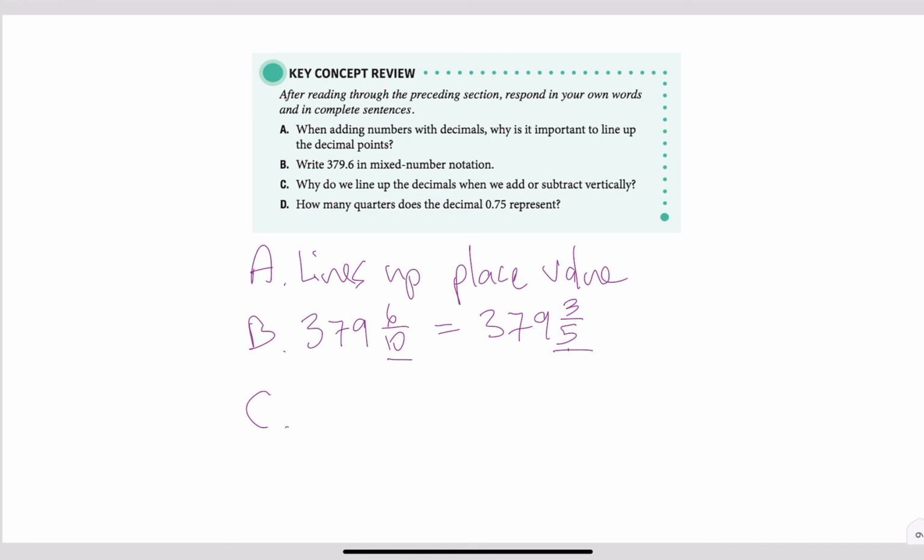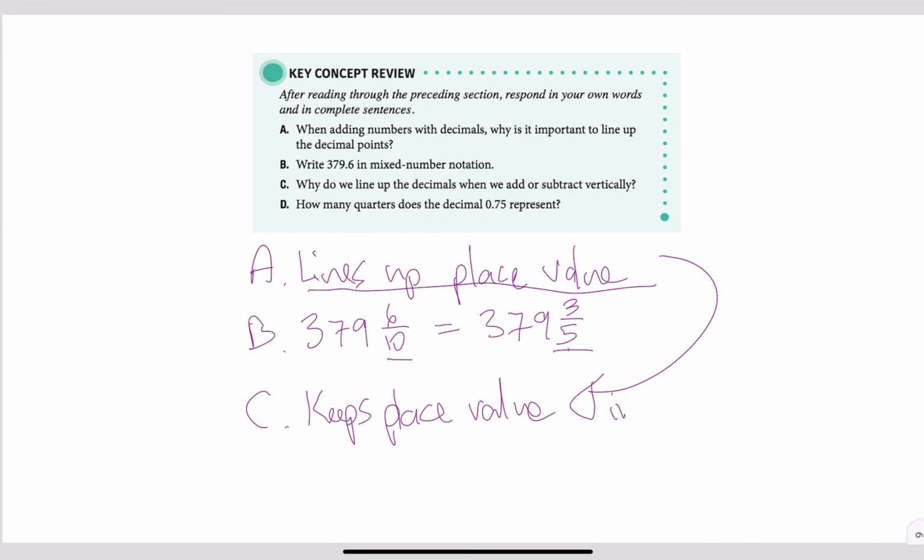All right, C. Why do we line up the decimals when we add or subtract vertically? Well, we line them up because it keeps our place values in line. That's right. So I'd like to copy and paste this right down here. So it keeps place value in line.